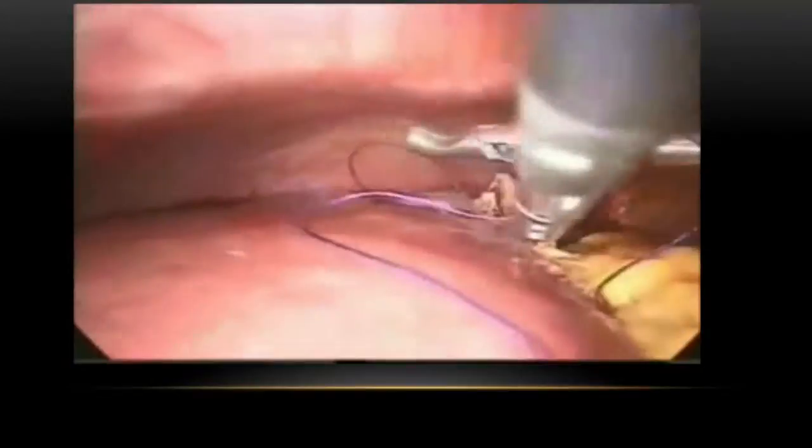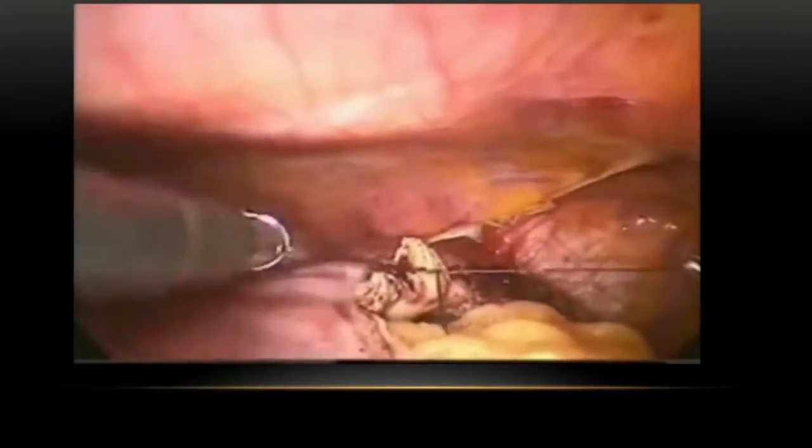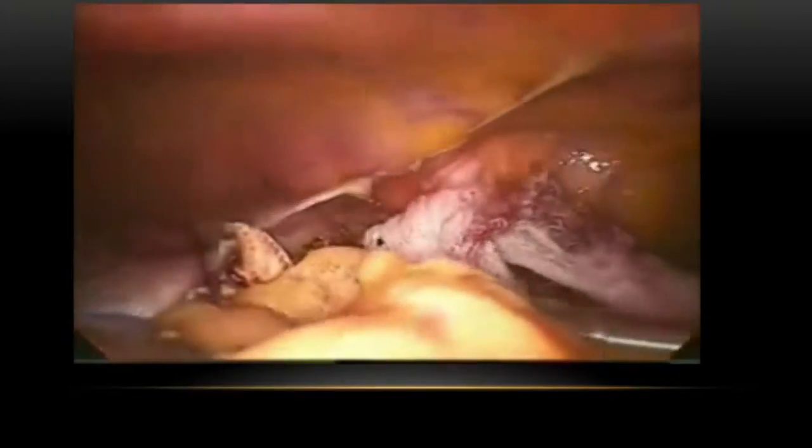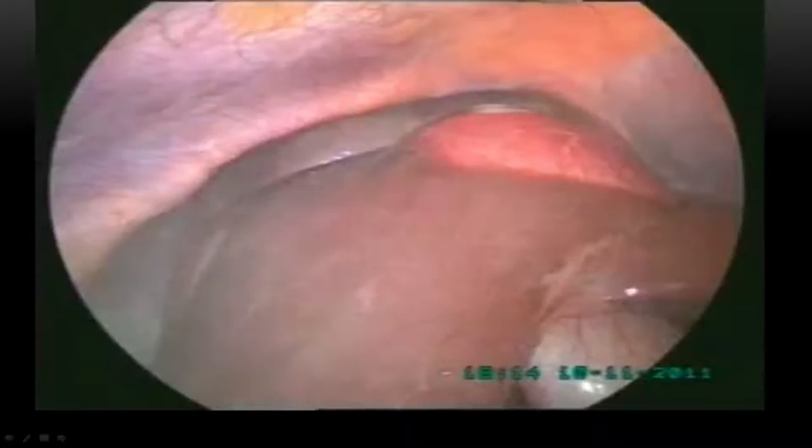Momentum is a very good policeman, and if it goes, it will obliterate the space and it will do the good result. It will not allow any fluid also to remain there. It will absorb that also and occlude the dead space. Now again, thorough irrigation and suction, so accidentally if something has gone, and then a drain can be introduced.